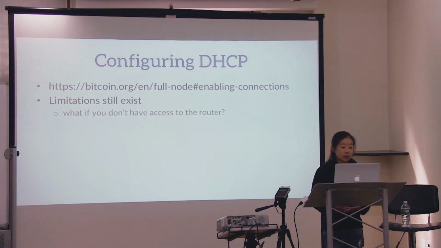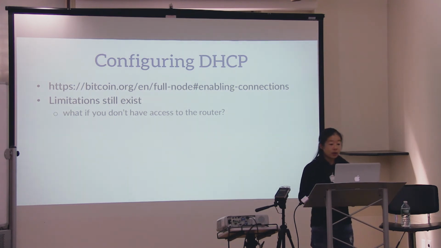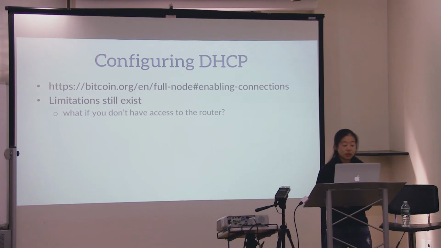Assuming you're behind your own home router, you're going to have to configure your router to also do port forwarding, and Bitcoin's full node guide has good information about how to configure different routers. But if we're running a node behind a router, limitations still exist, because you don't always have access to the router. You might be outside somewhere using public Wi-Fi, or you might have a node running on a cell phone.